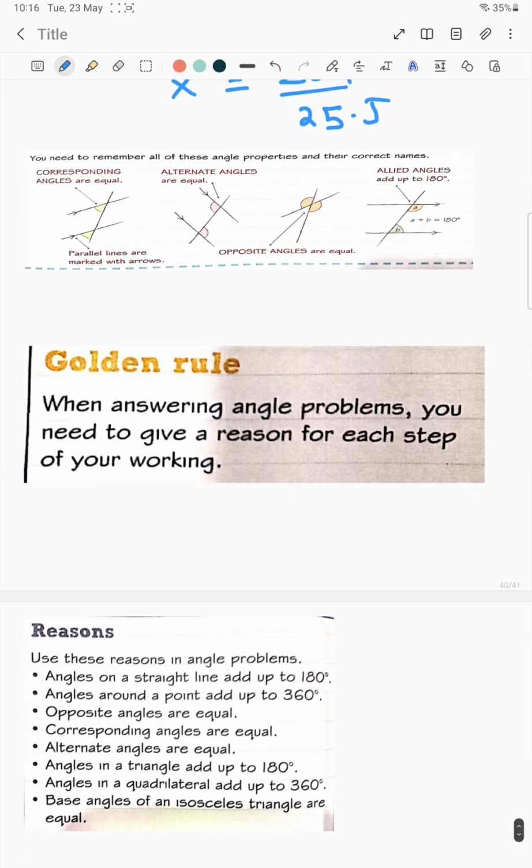And please take a screenshot of this, and there are some reasons. It's just a recap. Use these reasons in the angle properties problems. Angles on a straight line add up to 180, as we have written above. Angles around a point add up to 360. Opposite angles are equal. Corresponding angles are equal. Alternate angles are equal. Angles in a triangle add up to 180. Angles in a quadrilateral add up to 360, and base angles of an isosceles triangle are equal.